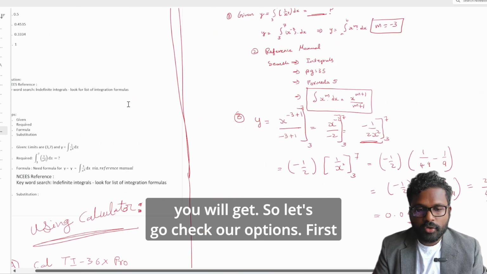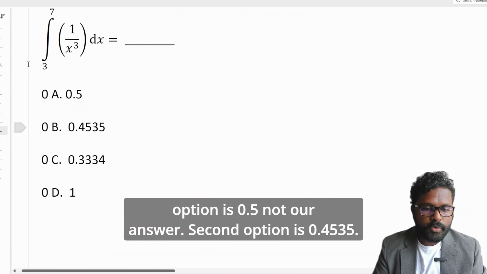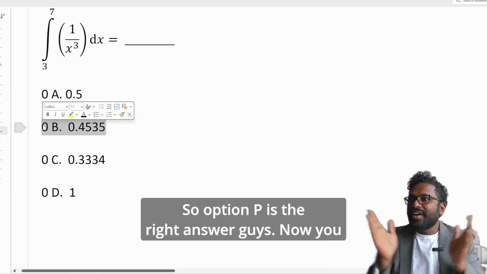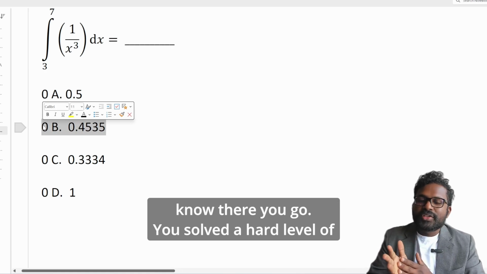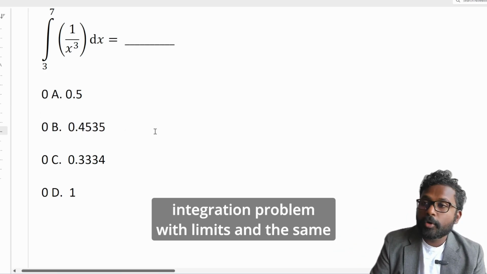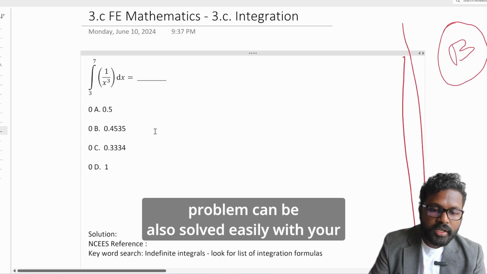So let's go check our options. First option is 0.5, not our answer. Second option is 0.04535. So option B is the right answer, guys. Now you know. There you go. You solved a hard level integration problem with limits. And the same problem can also be solved easily with your calculator.